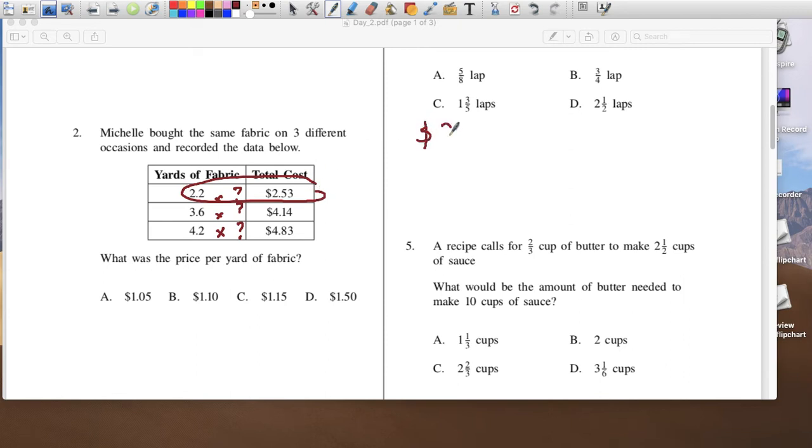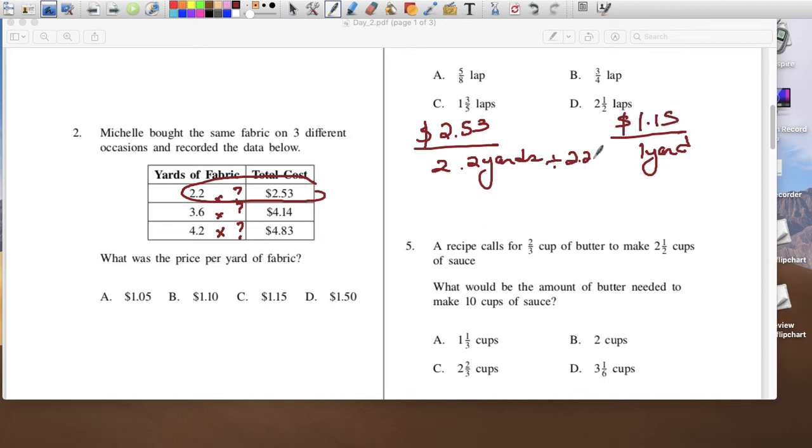So you end up paying $2.53 for 2.2 yards. You want to find out what's the price of 1 yard. So for 1 yard, all you've got to do is divide these two: 2.53 divided by 2.2 yards. You get $1.15. So 1 yard is $1.15. Divide this by 2.2, and you get C.